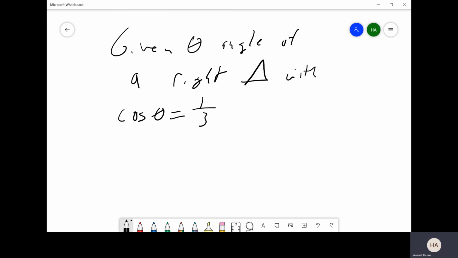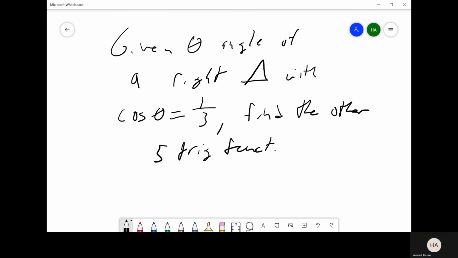So again, notice how I'm giving you one of the trigonometric functions. We've already found this one. This is our given information, right? So cosine of theta is equal to 1/3. Let's find the other 5 trig functions. Also, make sure that you're rationalizing the denominators here. Okay, so how do we go about doing this?